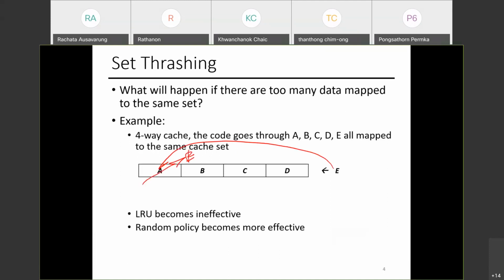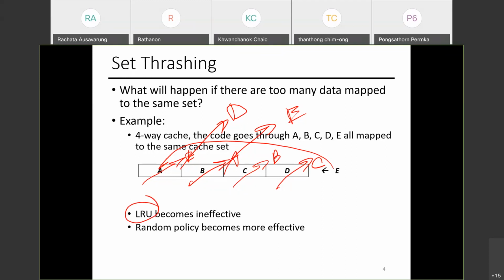And then the next time A comes in, oh, A is not here, so it would replace B, and then B would replace C, C would replace D, and then E gets replaced by D, and A would get replaced by E again. So over here, you can see that there's no cache hit whatsoever, even though you have a four-way cache. A four-way cache is actually pretty costly to have on your CPU, but you don't get any benefit. You don't get to use the cache at all, so that's pretty useless. In this case, our policy that we learned in class, least recently used, becomes ineffective.